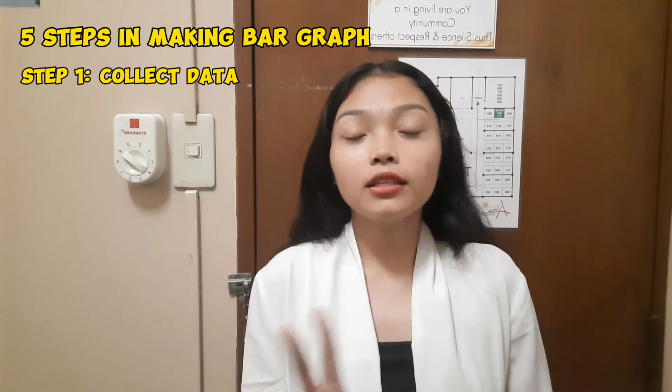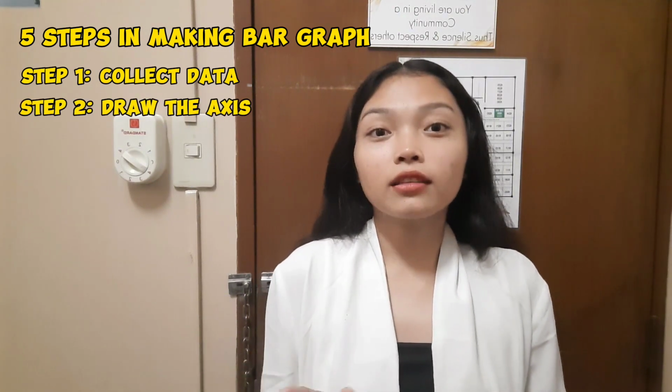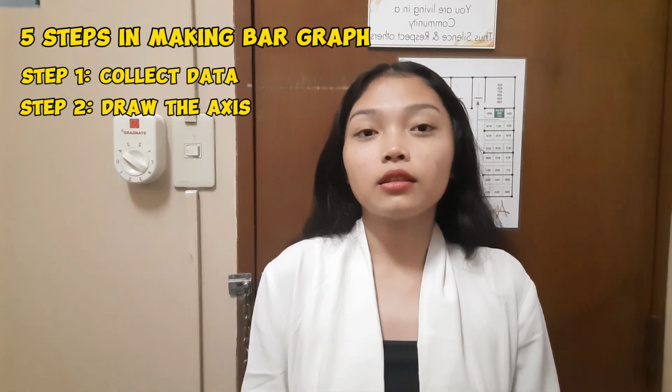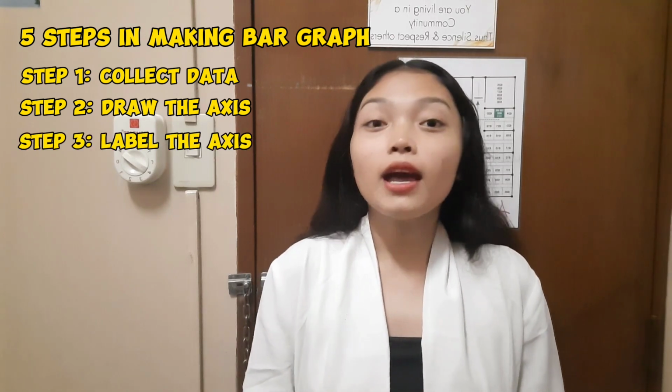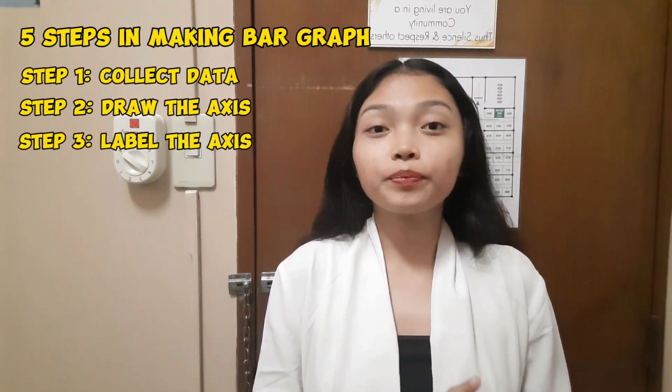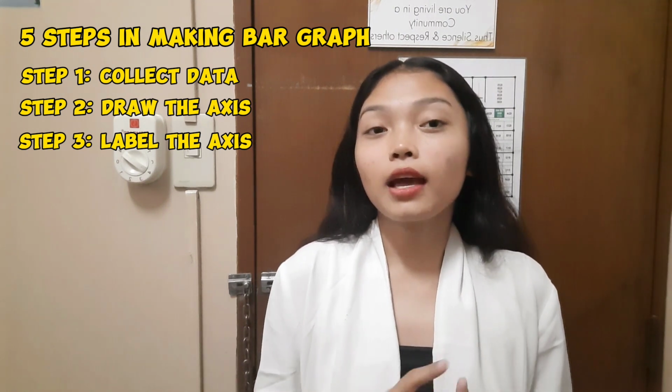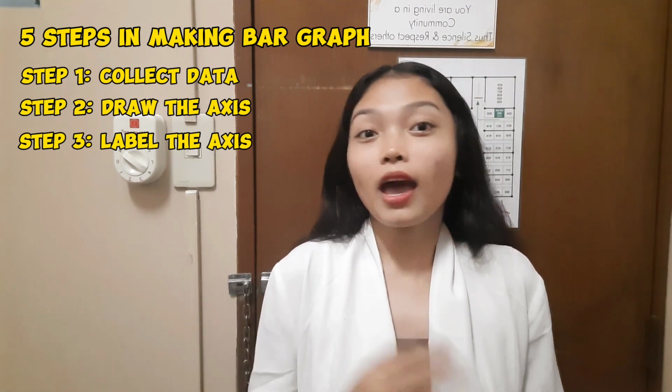And the second step, draw the axes. In any graph, there are 2 axes. Draw the x-axis and the y-axis. And step 3, label the axes. On labeling the axes, first label the x-axis.